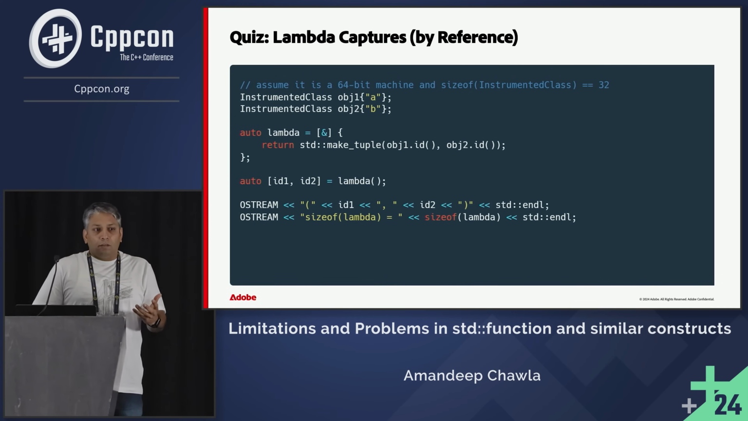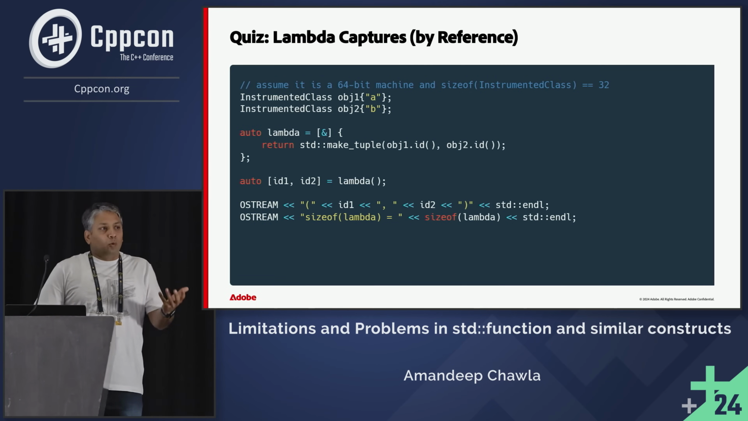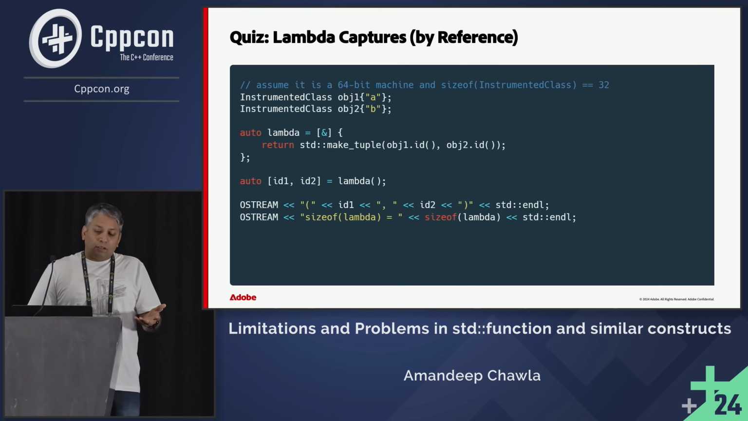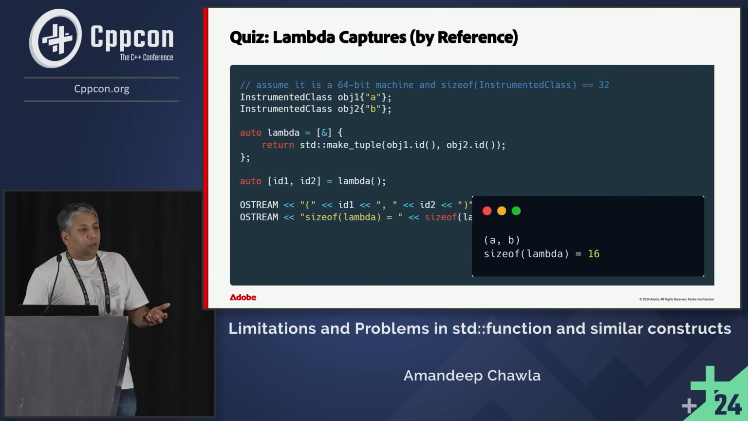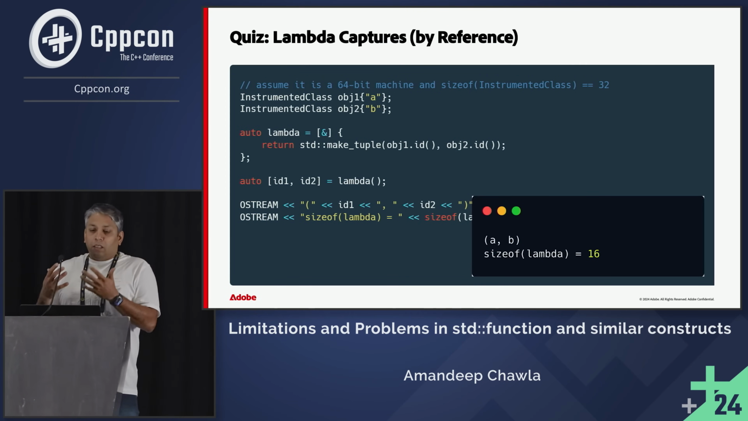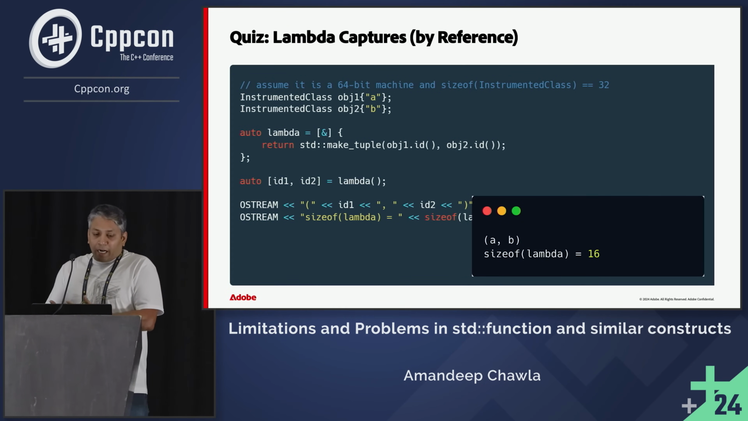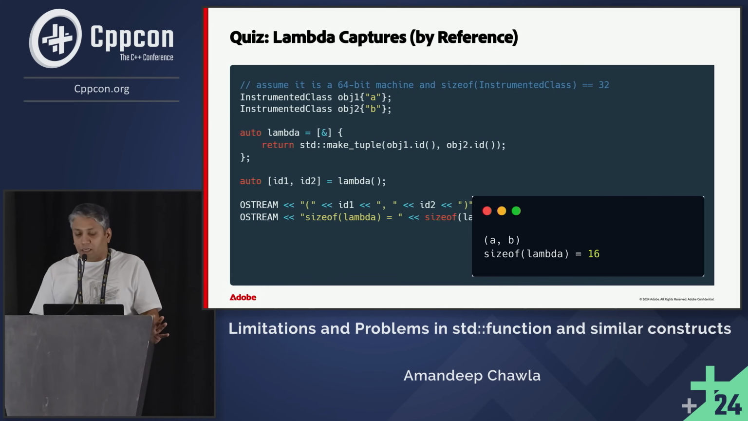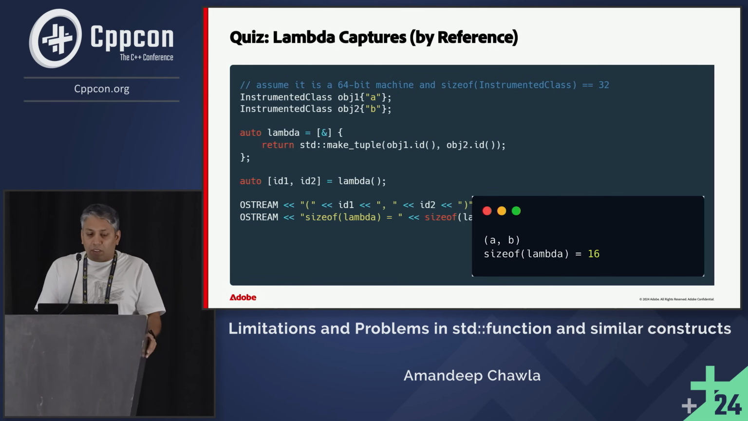What is the reference actually? It's a pointer internally. So there are 2 pointers getting captured. So the size of the Lambda will be the size of 2 word pointers. And if we see the output, it is giving me A and B, with no copy happening and no move happening, and that is what we expected. And the size is 16 because my machine is a 64-bit machine.